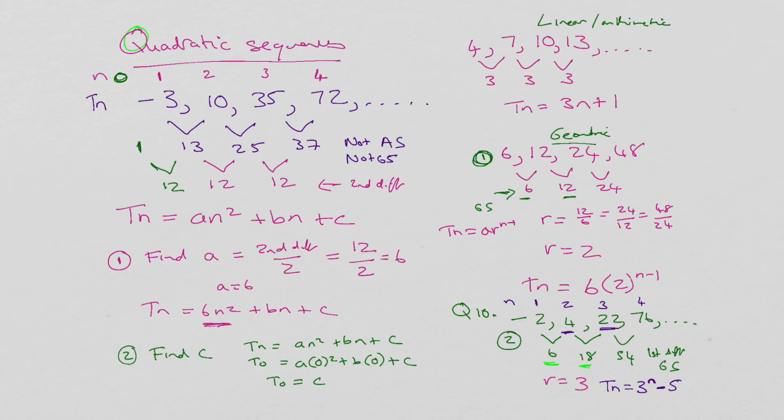Then you need to look and see, what did I do to get the first difference? 72 minus 37 is 35. 35 minus 25 is 10. 10 minus 13 is negative 3. Negative 3 minus 1 is negative 4. That is your zero term. So now we know what C is. C is negative 4.